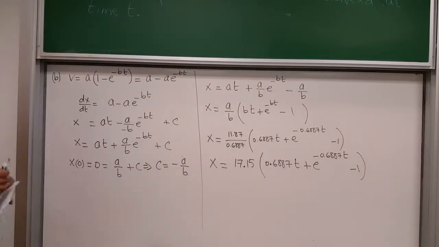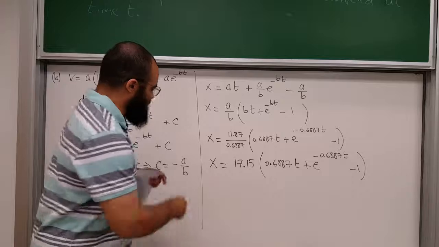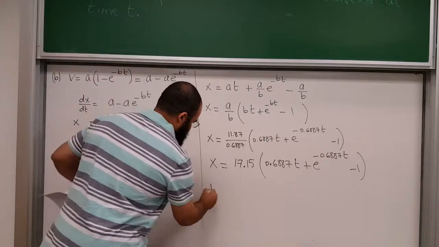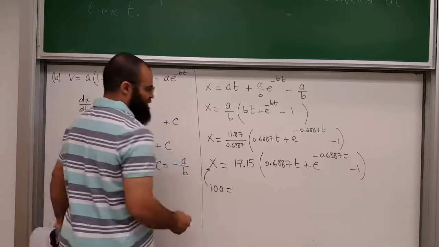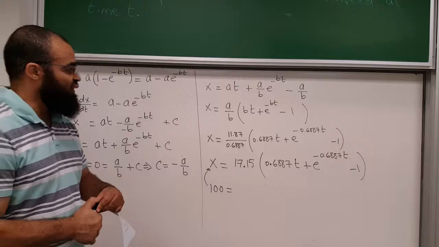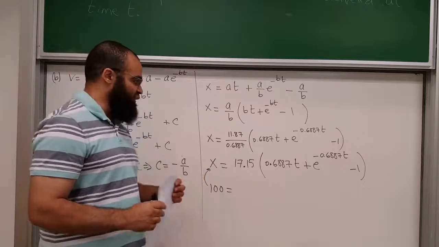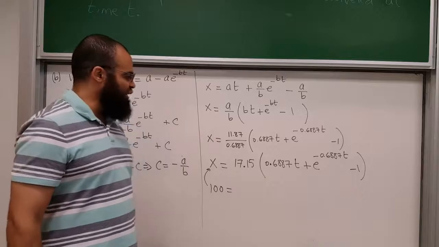So now if I ask you, how much time will it take for x to be 100? If I substitute 100 for x, what's t? So you have to solve for t. The problem is this is not a simple equation to solve. It's called a transcendental equation, meaning you can't solve for t. You have to solve it numerically. You have to do a trial and error.